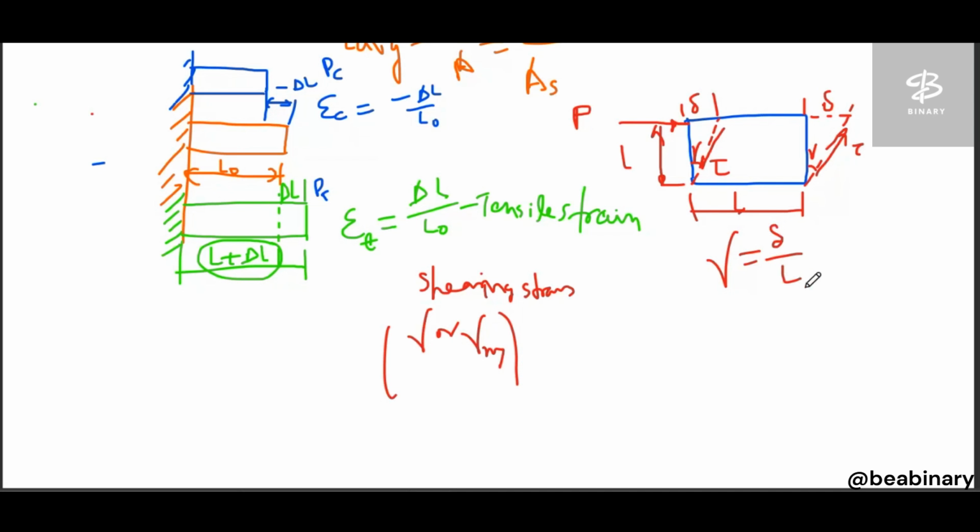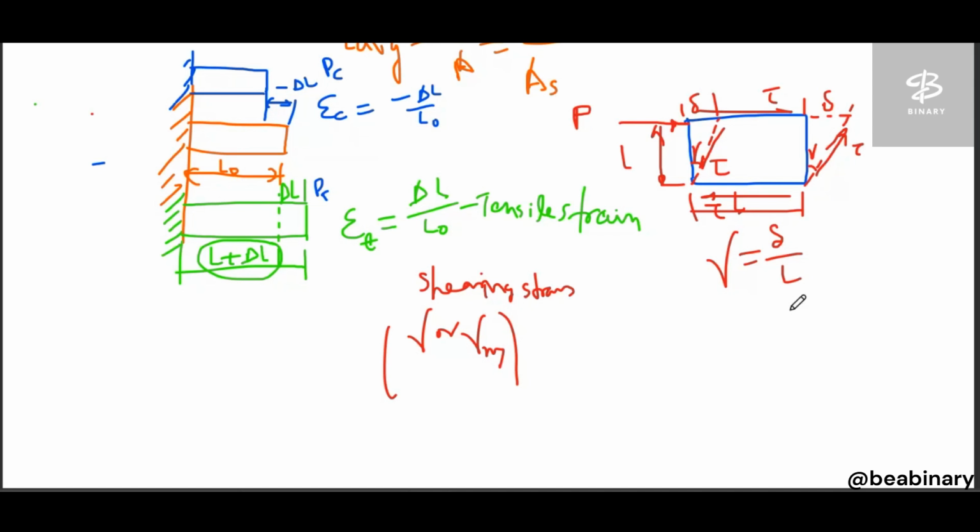Shearing strain. Here suppose this is the shear stress tau, and here the shear stress is also tau. So gamma, the shearing strain, is gamma or gamma XY, where XY means a two-dimensional component. So gamma XY or gamma is equal to delta upon L.